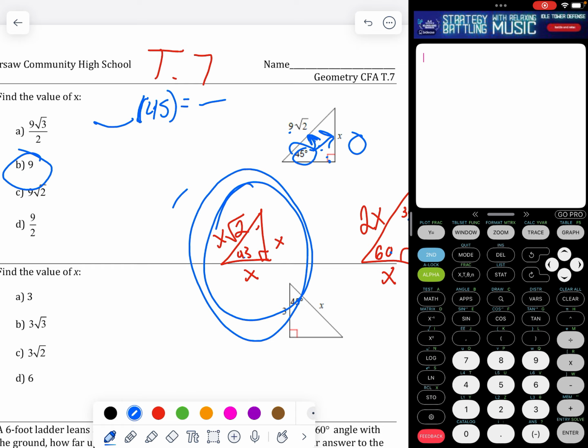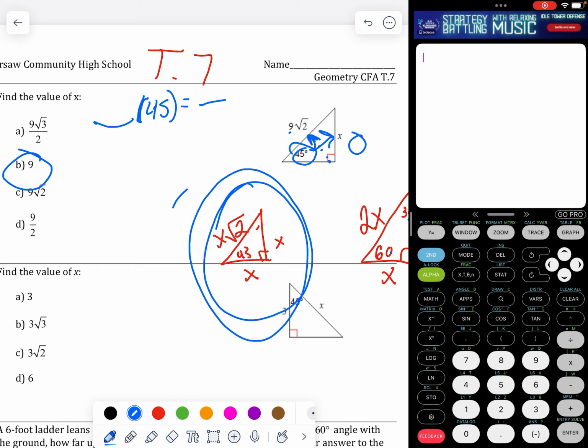Opposite over hypotenuse should be our sine. Again, those should be up on the board as well, so if you have any questions on how I got that, just look up on the board. Sine should be O over H, okay? Opposite is x. Hypotenuse is 9 times the square root of 2. You don't have to simplify that. Your calculator should already have it set in there for you.